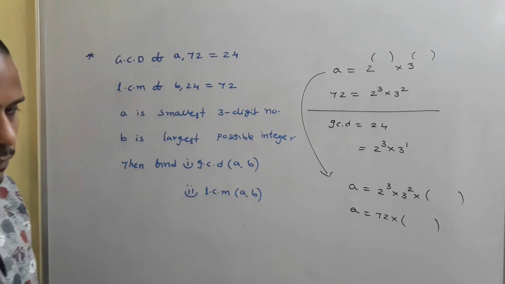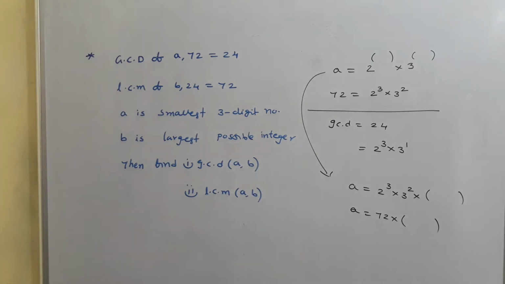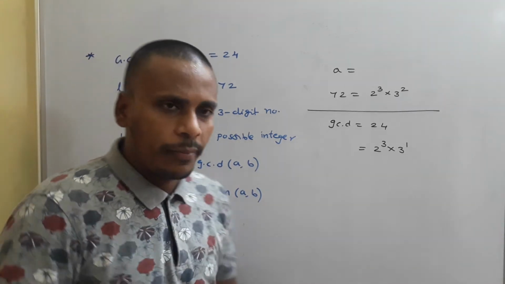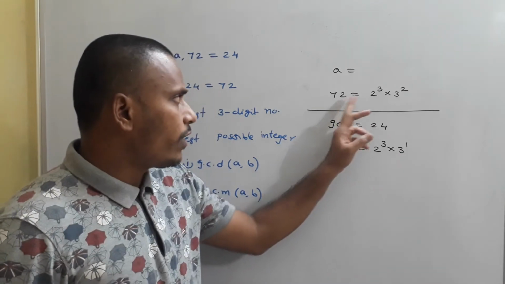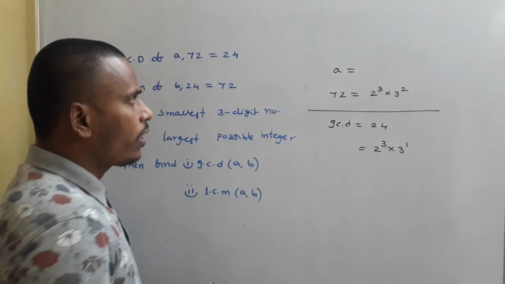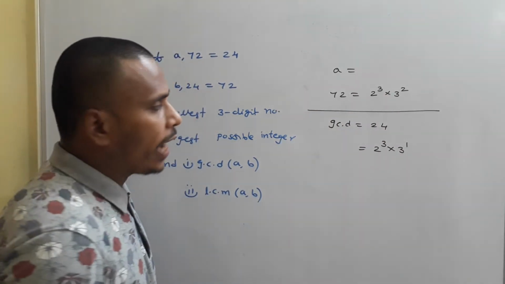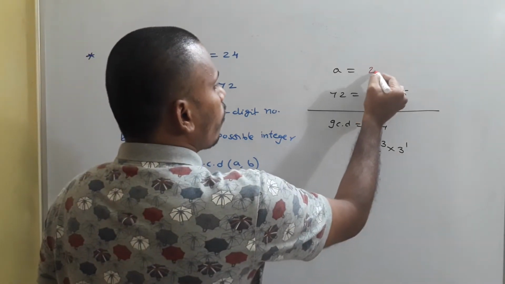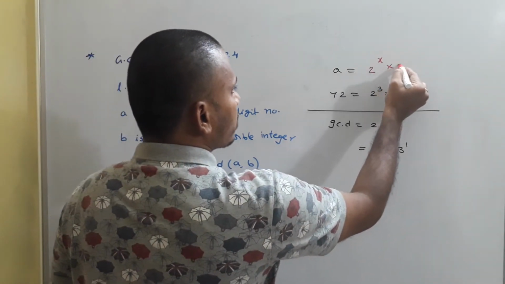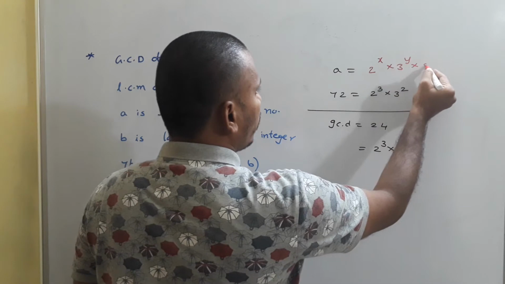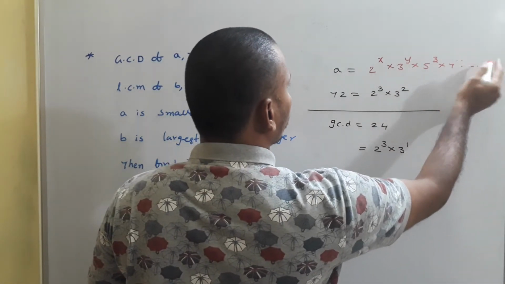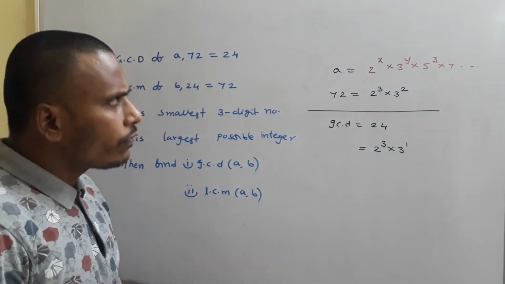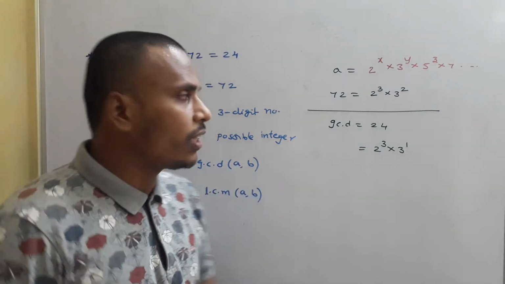Just a minute. Okay, look at the board. There is a small mistake that actually happened. See, 24 is 2 cube into 3 power 1, 72 is 2 cube into 3 square, and I am going to find out A. I don't know A. That A may be of the format 2 power x into 3 power y into 5 power z into 7 power something, like that. We need to fix that x, y, z, t or like that.